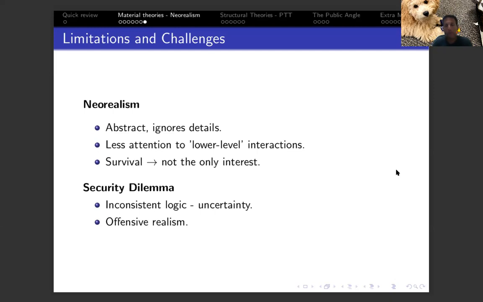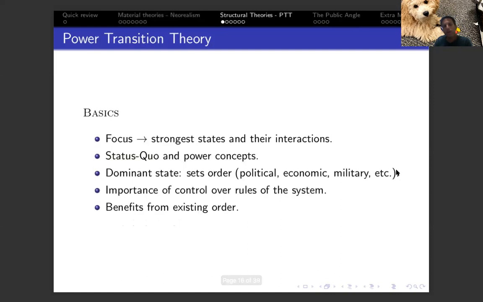Okay, let's move forward. Now we're going to talk about another material theory. This theory also explains interactions between powerful states in the international system, and details about the conditions for war and peace. This theory is called the power transition theory, or PTT in short. It was proposed by a scholar named Organski back in 1958.